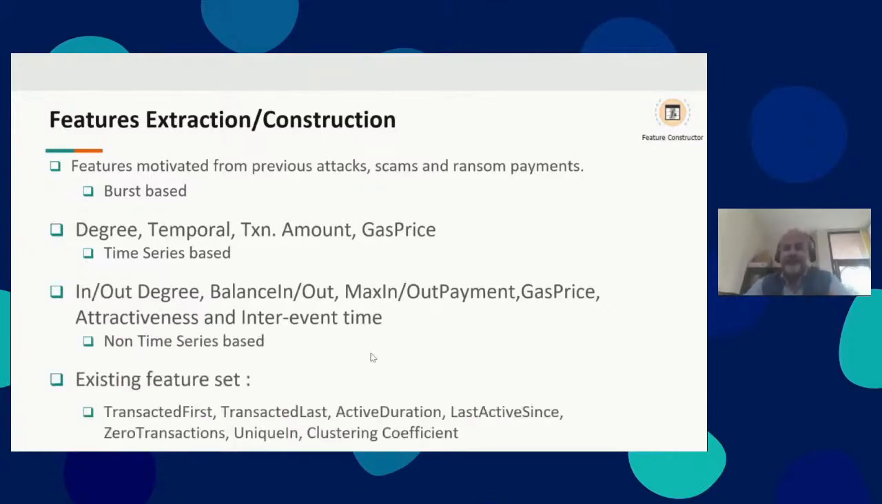And then we also take some non-time series based features, like when an account transacted first, when an account transacted last, how long the account was active, how much time has elapsed since last active, zero transactions, how many zero transactions they make, unique neighbors or unique accounts who interacted with this account, and clustering coefficient, etc.